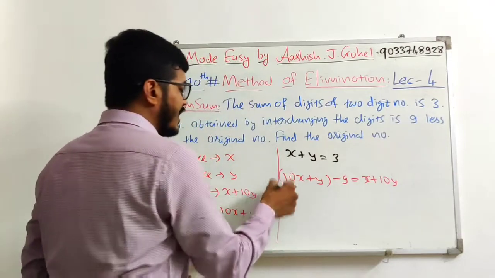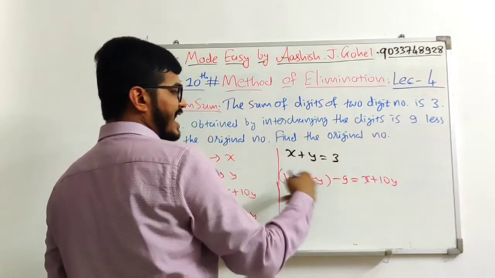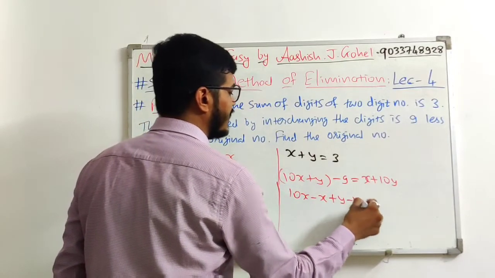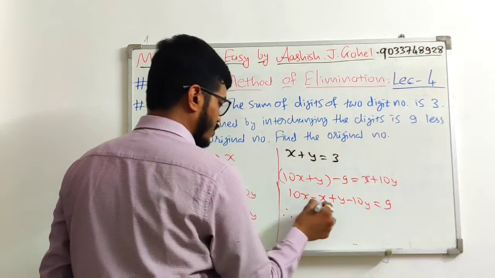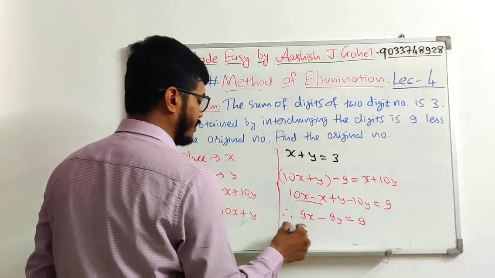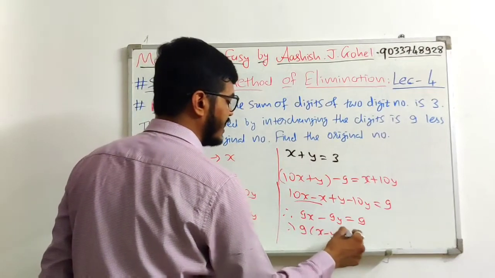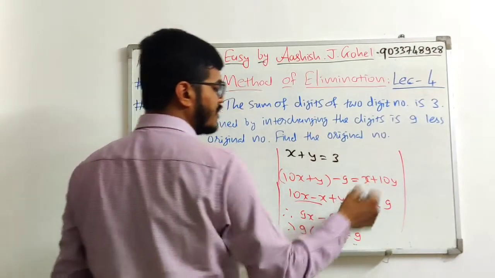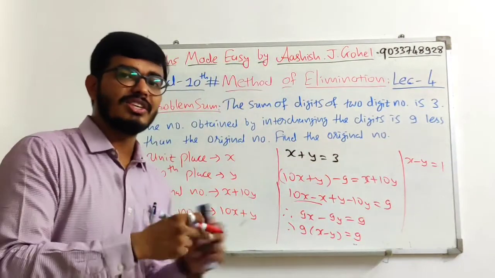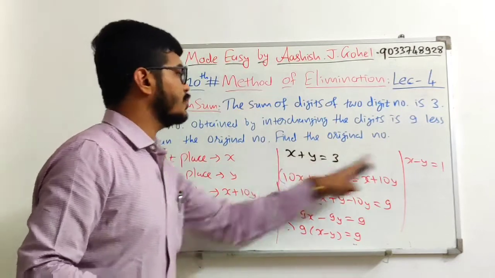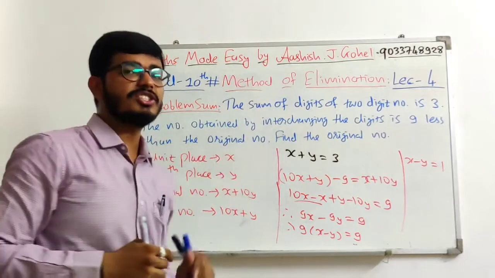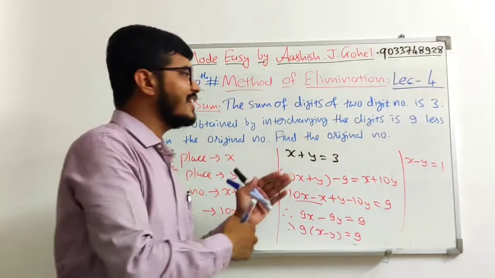Okay. Now let us solve this. So take this x and this 10y this side. 10x minus x plus y minus 10y, and take this 9 on the other side. So here 9x minus 9y is equal to 9. Take 9 common. x minus y is equal to 9. So the next equation will become, 9 cancel, x minus y is equal to 1. So this is how we get these two equations after applying all these constraints. Okay, constraints means given conditions.